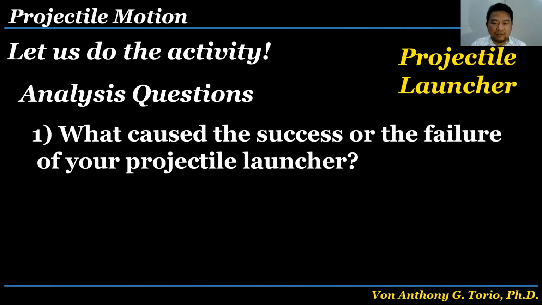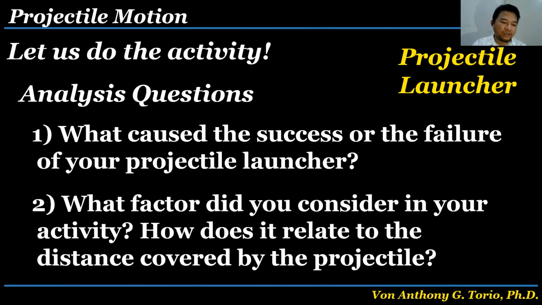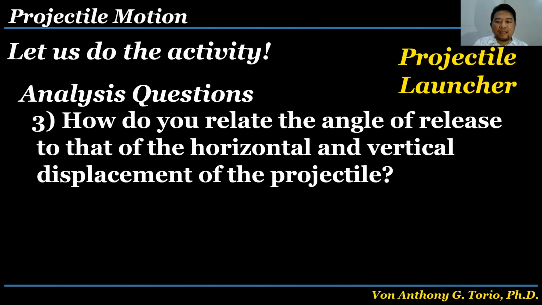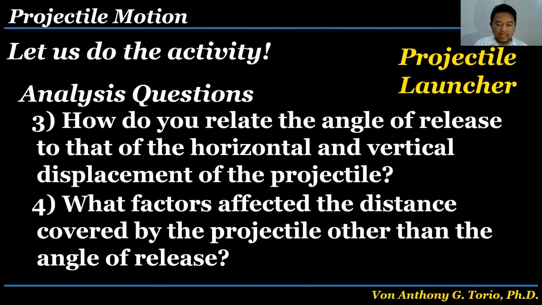What caused the success or the failure of your projectile launcher? What factor did you consider in your activity? How does it relate to the distance covered by the projectile? How do you relate the angle of release to that of the horizontal and vertical displacement of the projectile? And number 4, what factors affected the distance covered by the projectile other than the angle of release?